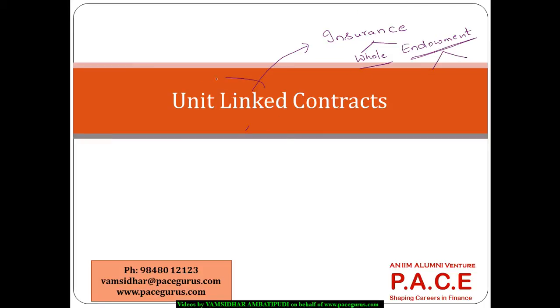But when I am talking about a unit linked contract, the benefit is directly linked to the investment and the value of the investment. So it need not be a guaranteed value, right? The whole benefit that a person is going to get, either on death or on maturity, is very much linked with the investment value of the contract.